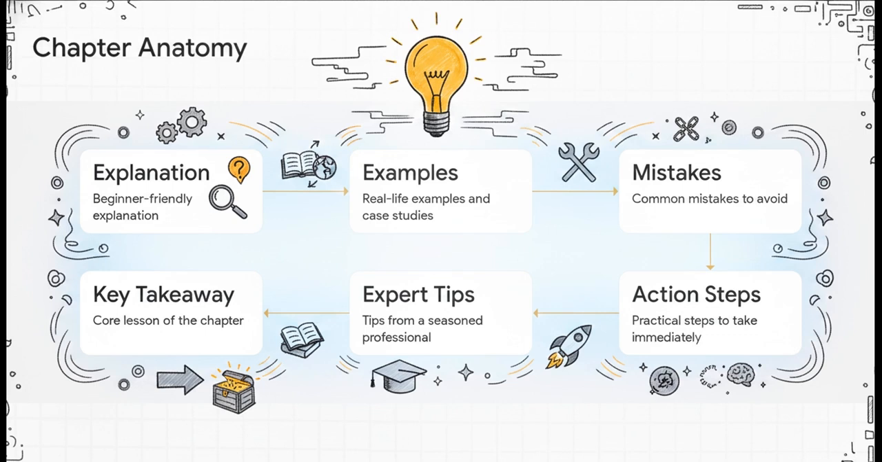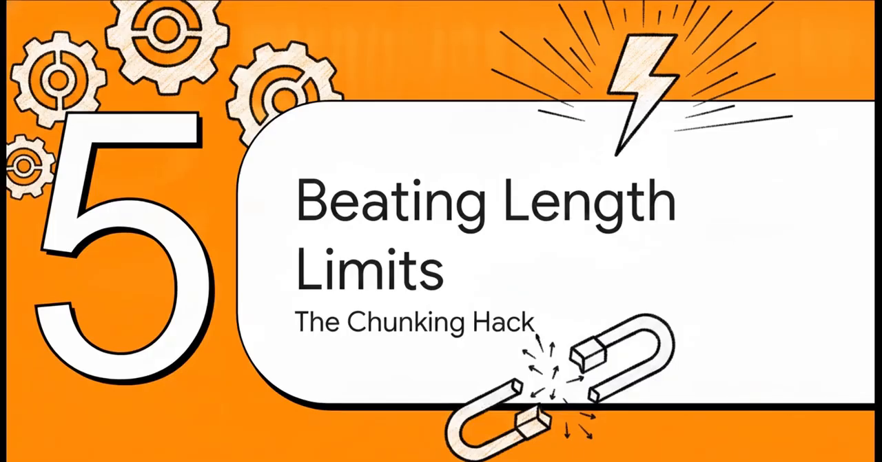A key takeaway. By forcing the AI to include every single one of these elements in every single chapter, the prompt guarantees a dense, super high-value learning experience. There is zero room here for the AI to get lazy, take a coffee break, or just output empty fluff. And finally, Section 5, beating AI length limits.